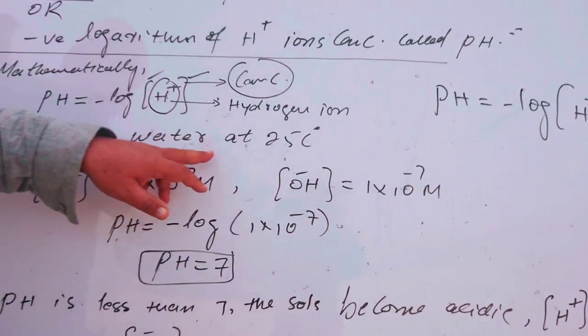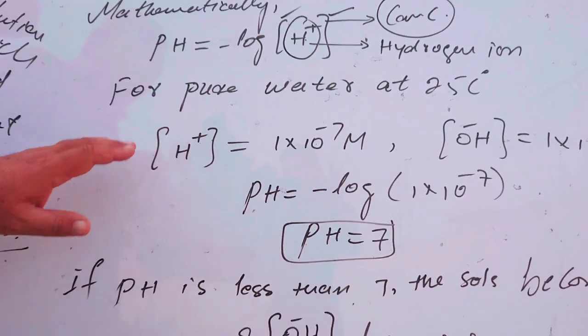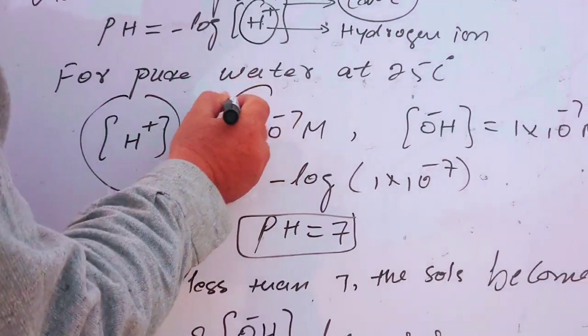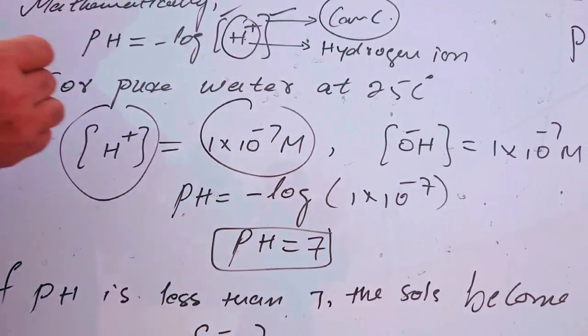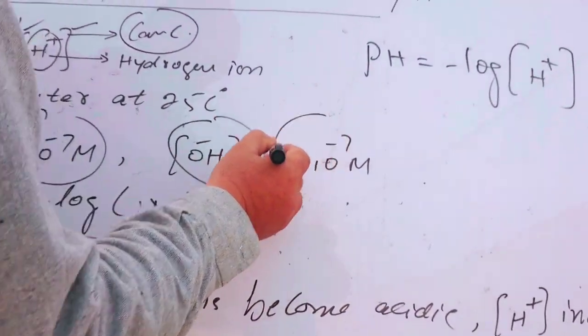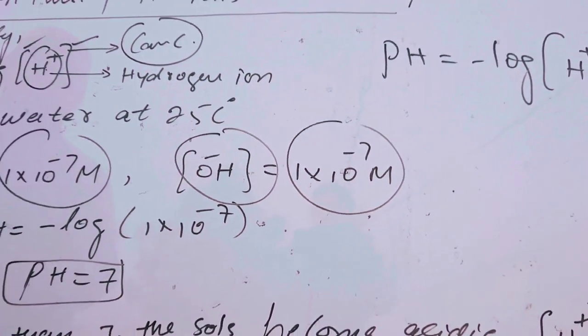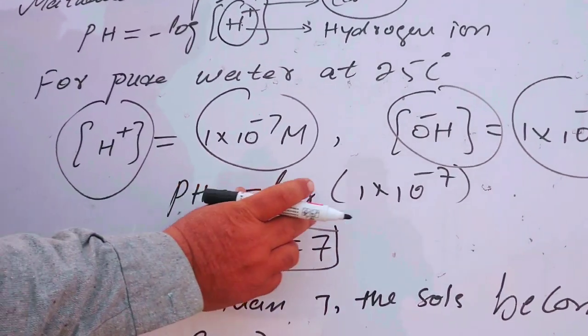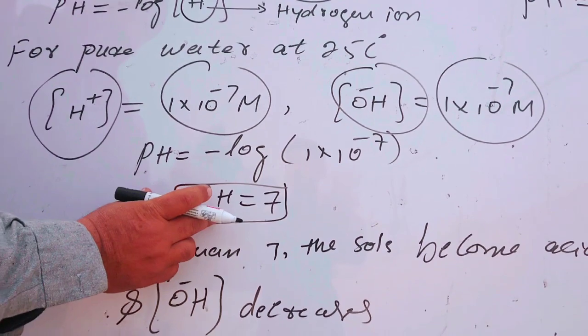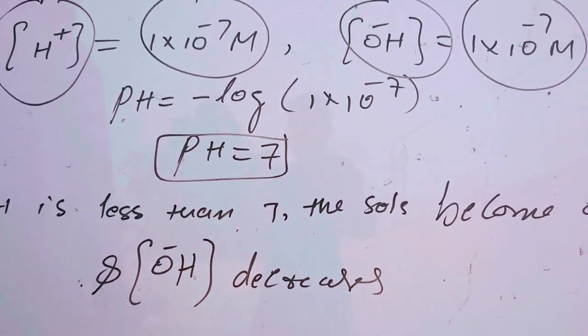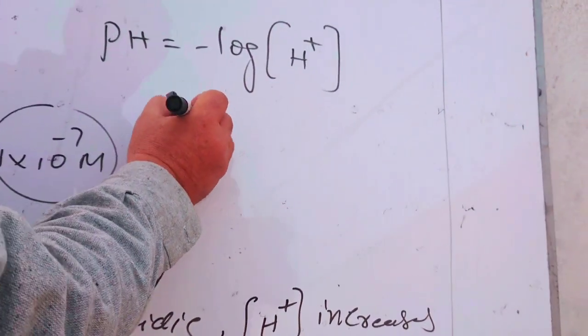For pure water at 25 degrees centigrade, the concentration of this one is numerically equal to this one value, and this one is numerically equal to this one. So when we take the logarithm of this one, pH becomes 7. How is the pH 7?